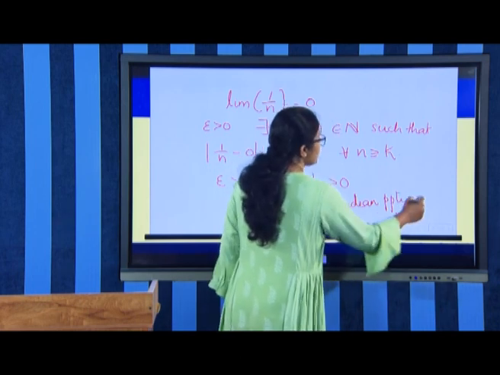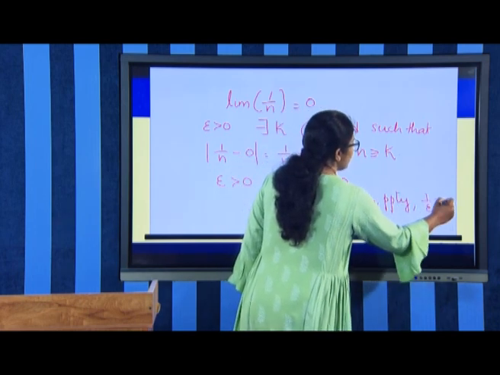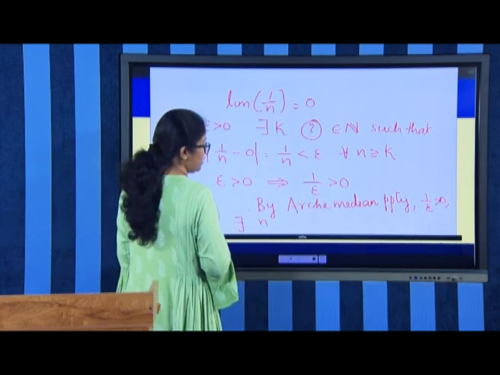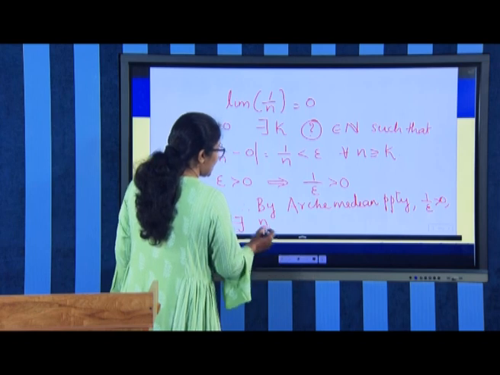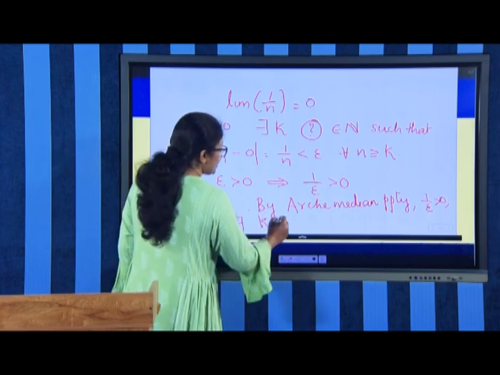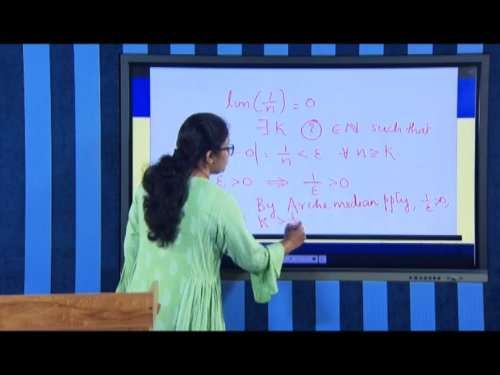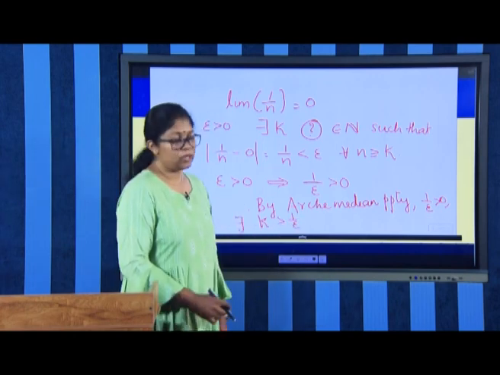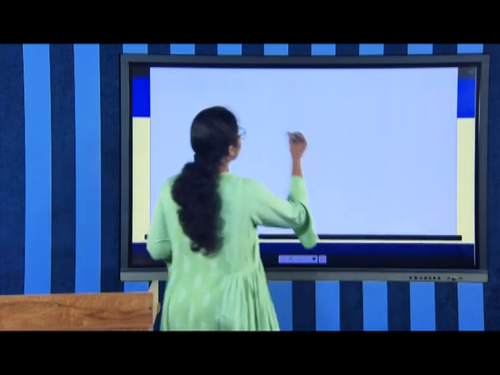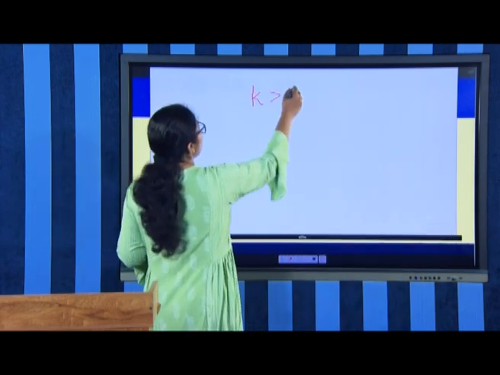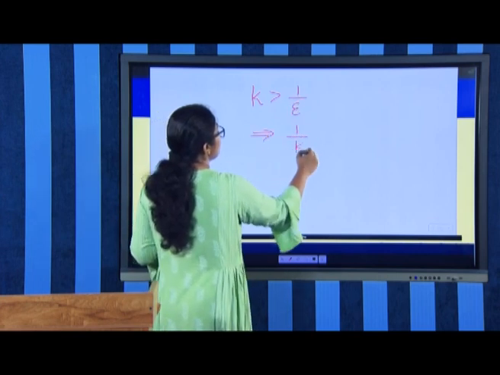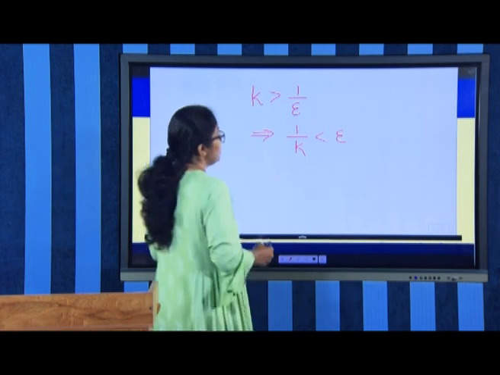For 1 by epsilon greater than 0, there exists some natural number k, in particular, such that k is greater than 1 by epsilon. So, k greater than 1 by epsilon means what? It indicates that 1 upon k is less than epsilon.